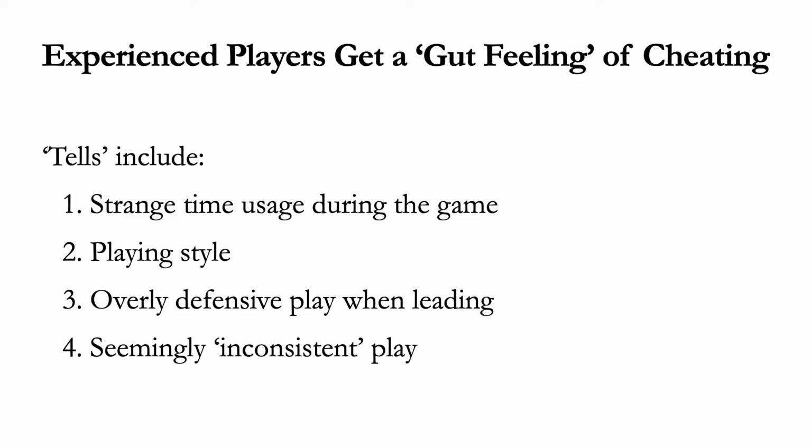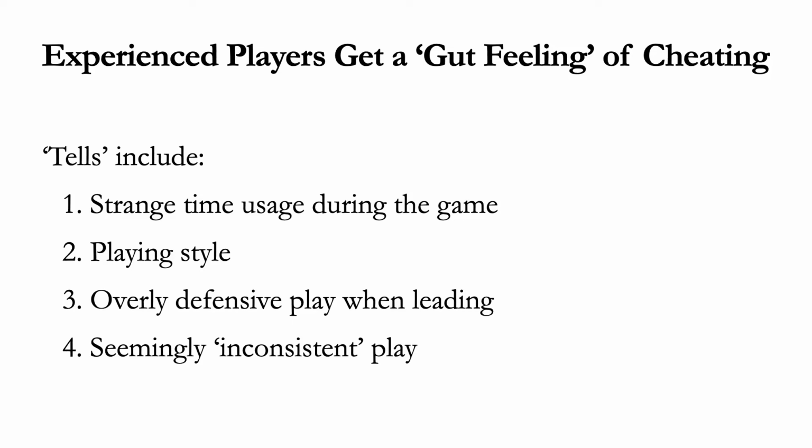There are roughly 4 different ways I get clues on my opponent's cheating. 1. The opponent's time usage is strange. They may think too little for complicated moves and too much for easy moves. 2. The opponent plays in a style common to AIs. 3. Go AIs start playing very defensively when they are leading the game.